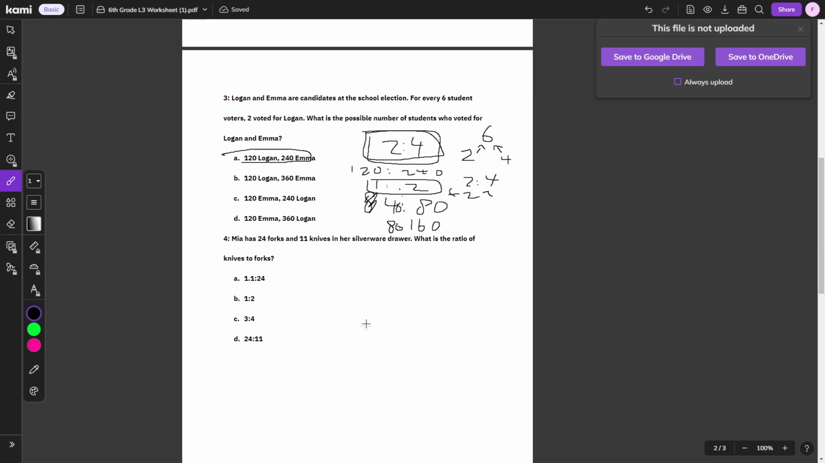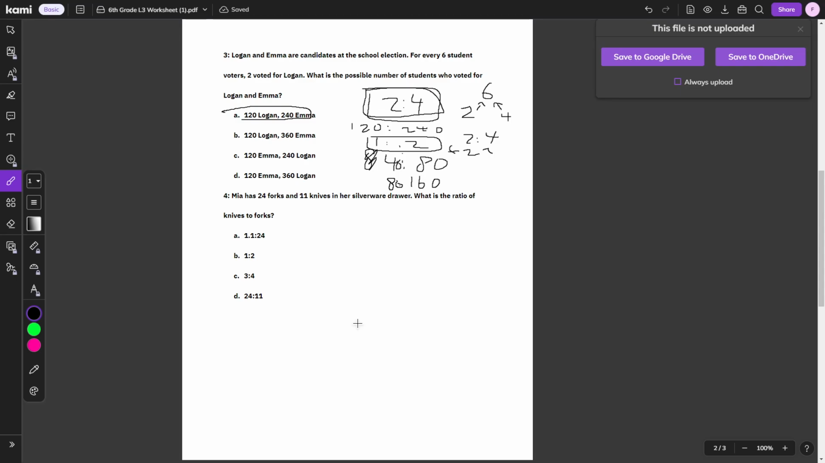Next question. Mia has 24 forks and 11 knives in her silverware drawer. What is the ratio of knives to forks? 24 knives is 11 to 24. Let's divide both by 10 to get a base ratio, I believe. What is the ratio of knives to forks?